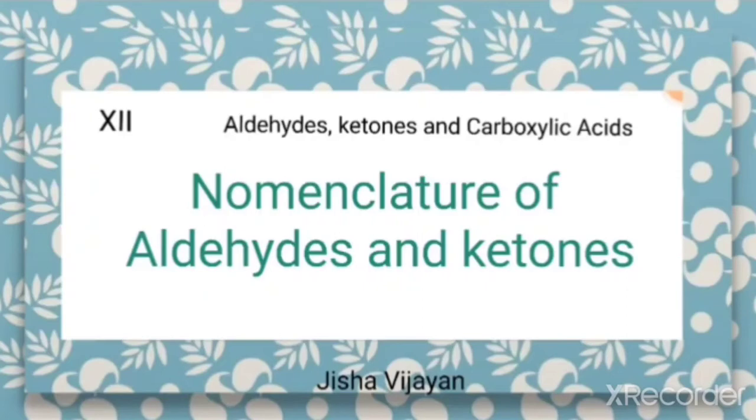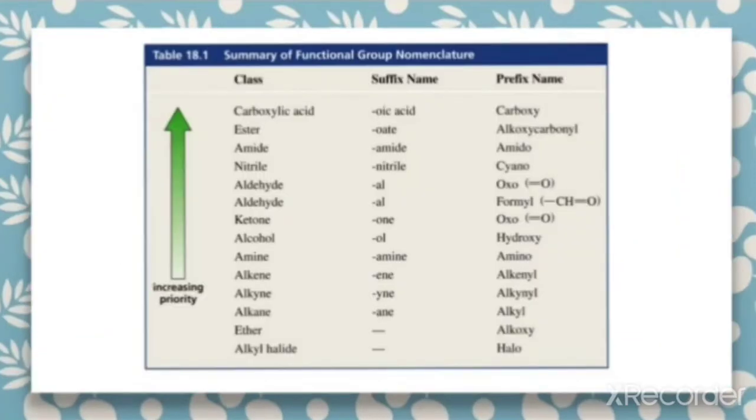Hello students, in this video we are going to discuss the nomenclature of aldehydes and ketones. As you are already familiar with some of the rules which need to be followed while naming organic compounds, this table will help you identify the prefix and suffix for the important functional groups like carboxylic acid. More priority should be given to carboxylic acid. Here the arrow mark shows the increasing priority. So carboxylic acids have greater priority, and its suffix here is oic acid.